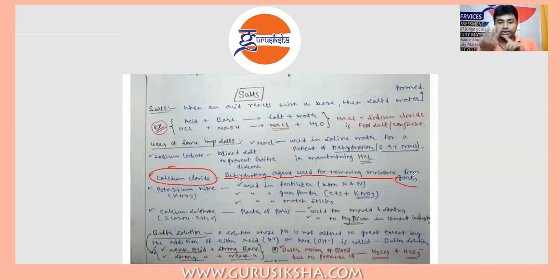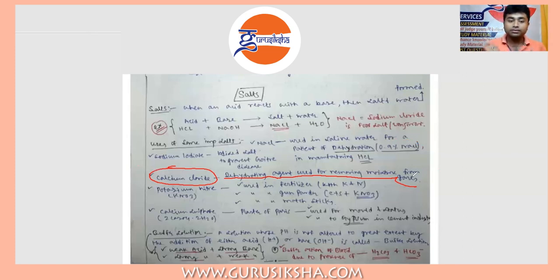So in three salts, I explained everything. NaCl is used as saline water for a patient for dehydration of the body. Sodium iodide, I already told, is nothing but iodine which prevents goiter disease, which happens in our throat due to the deficiency of iodine. And the third one is calcium chloride, which is the dehydrating agent used for removing moisture from the gases.